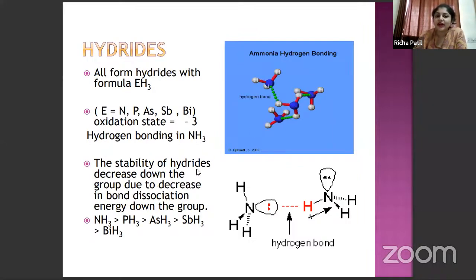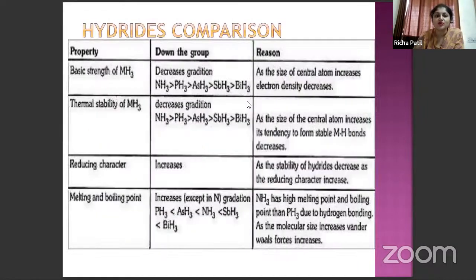The stability of hydride goes on decreasing as you go down the group, due to bond dissociation energy. As you go down the group, what will happen to bond dissociation energy? Bond dissociation energy means the energy required to break the bond. The energy required to break the bond goes on decreasing, so because of this reason the stability of the hydrides goes on decreasing.